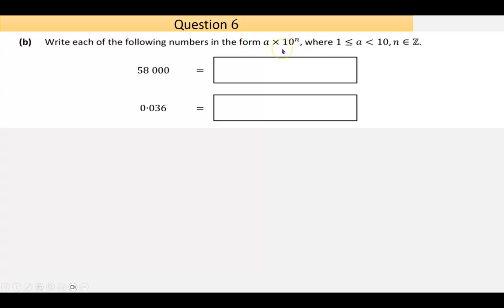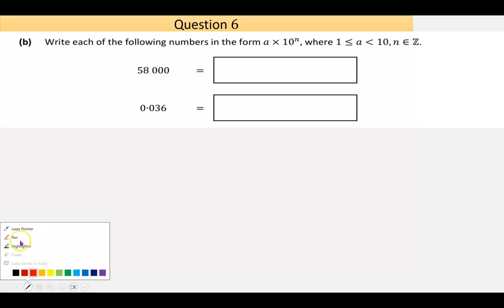They want this in a certain format. It's called scientific notation, and it's a number multiplied by a power of 10. Every time you multiply by a positive power of 10, you move the decimal place once to the left. If you're multiplying by 10 to the minus 1, you move the decimal place once to the right. Now they want the a value here to be between 1 and 10. Then the n is an element of Z, which just means that your power can be a positive or negative whole number. That's all.